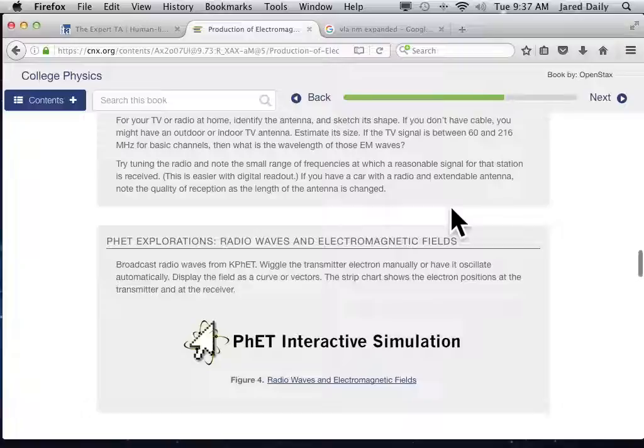So if you're going to detect electromagnetic fields, the best way to detect them probably is to detect the electric field. It's a much bigger number.